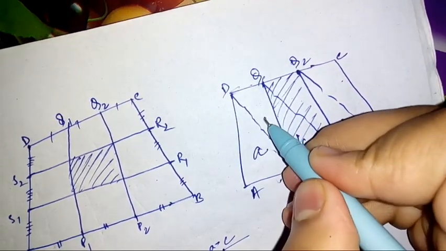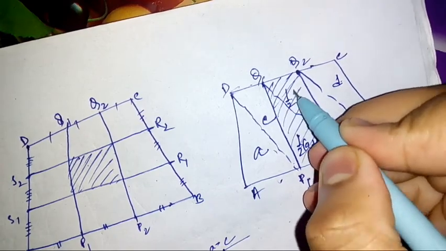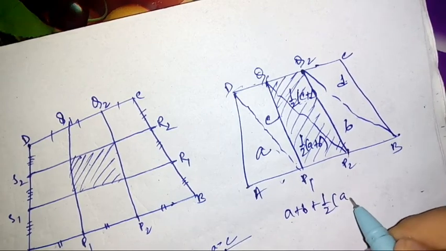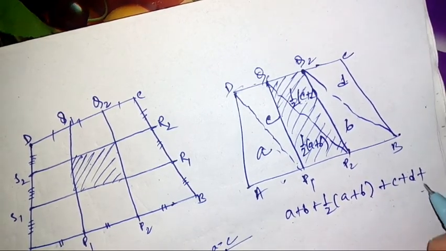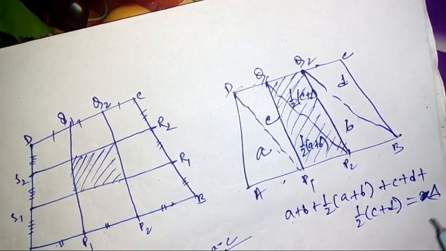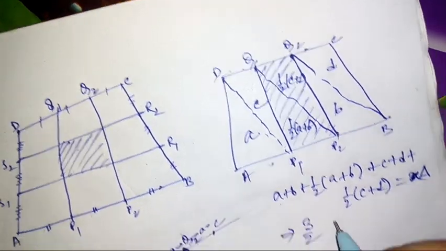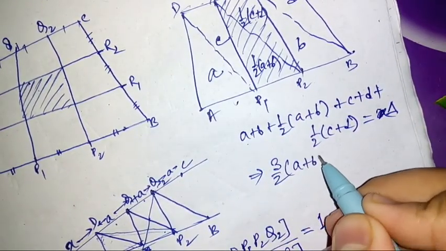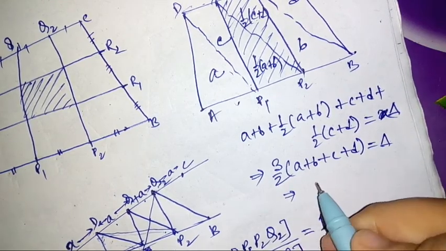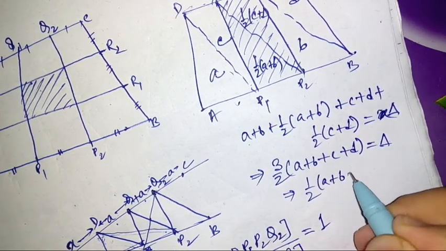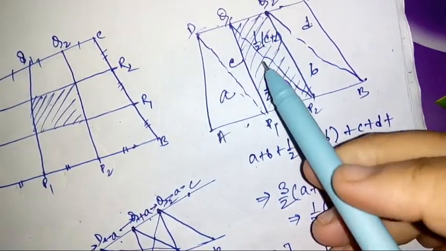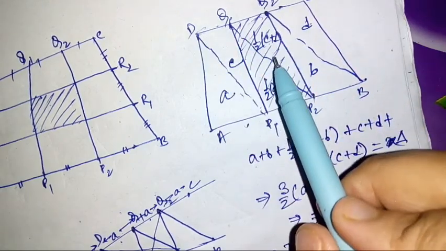Similarly, using the same logic, if we denote this area by C and this area by D, this area is half into C plus D. And this entire region's area, that is A plus B plus half into A plus B, plus C plus D plus half into C plus D, is our given area. Let me assume it to be delta. So what we get is 3 by 2 into A plus B plus C plus D is delta. So half into A plus B plus C plus D is delta by 3. So this region is half into A plus B plus C plus D, which is equal to the total region area divided by 3.